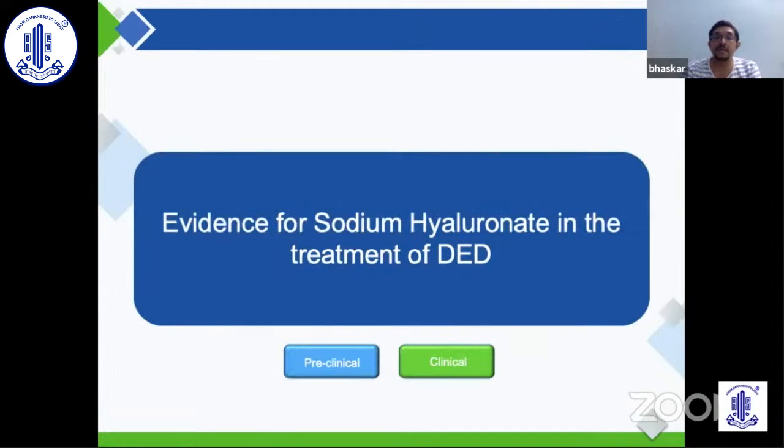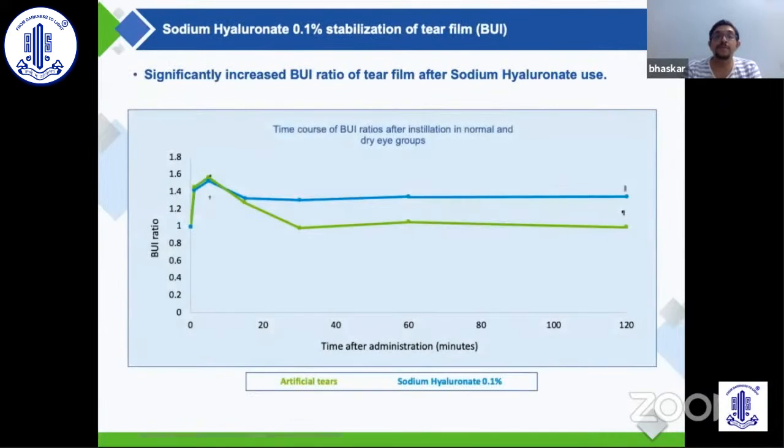So when you look at clinical studies of sodium hyaluronate, you look at what is called the breakup index, which is basically a ratio of the breakup time after instillation of the drop versus the breakup time before instillation of the drop. The artificial tears as well as sodium hyaluronate initially increased the breakup time significantly, but this effect was more sustained or more long lasting with sodium hyaluronate as compared to a CMC based vehicle.